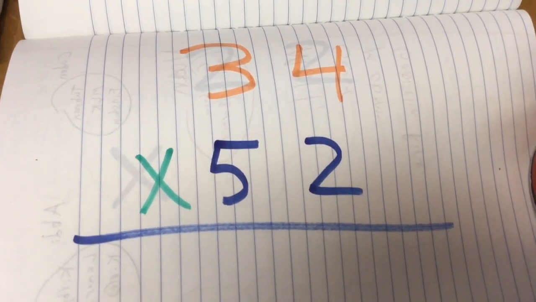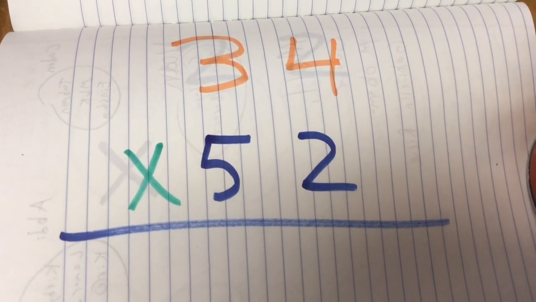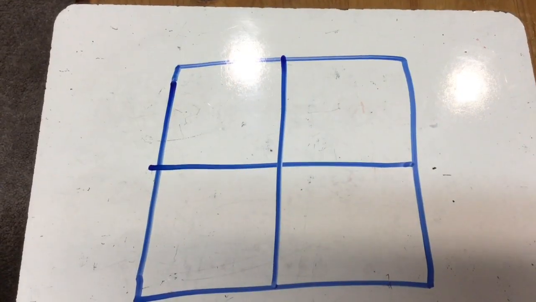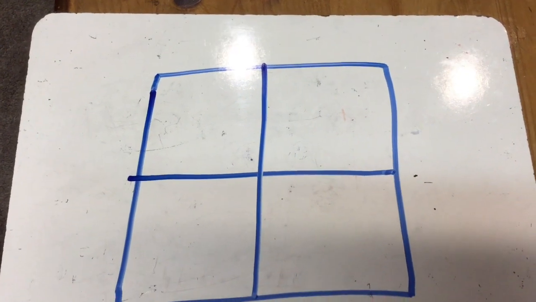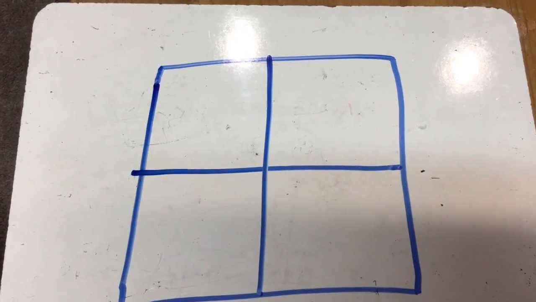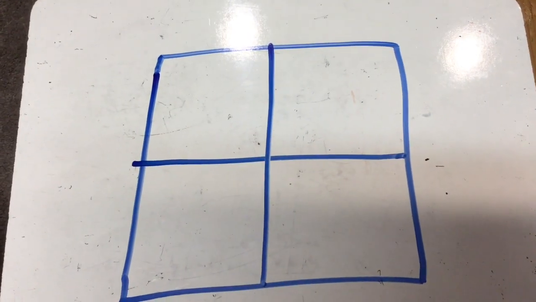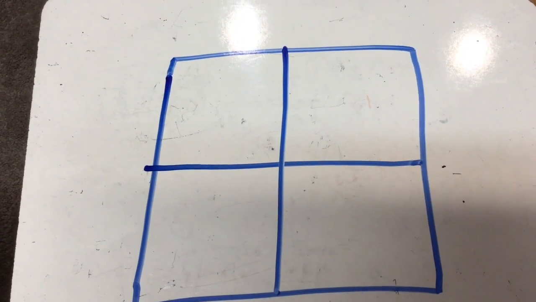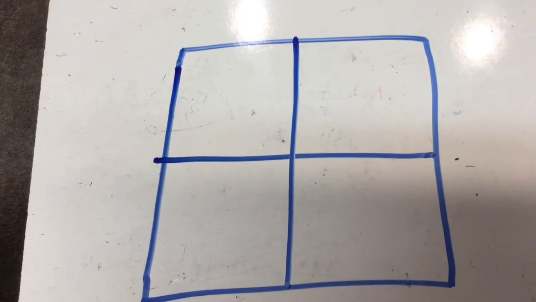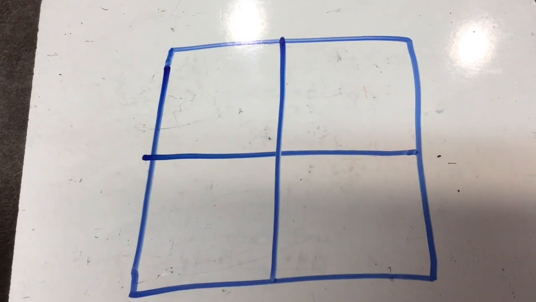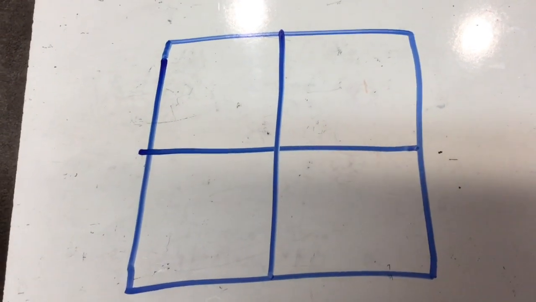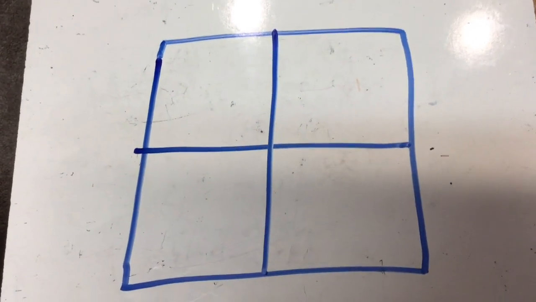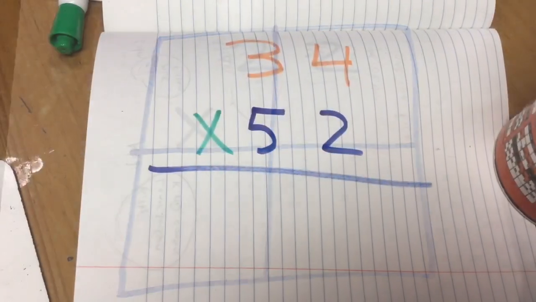All right, first problem. 34 times 52. First thing I want you to do is make your lattice box for 2 by 2. 2 by 2 is 4, right? So there's going to be 4 little squares inside this bigger square, or rectangles if it's not too precise. Anyway, make something that looks like this. It looks like a window to me. So first make your window, then we'll put our numbers down.